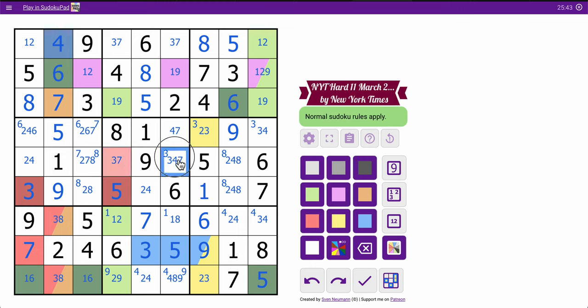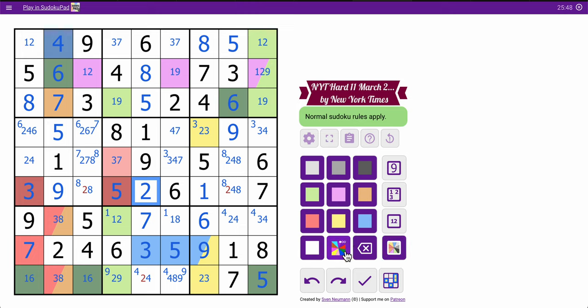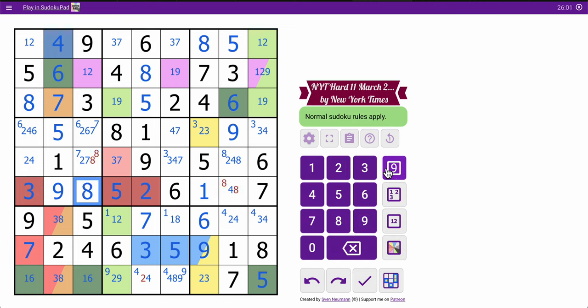So, 3, 4, 7, that's now a triple. This is forced to be a 2, and now I should be off and running. Right? This cell cannot be 2. That's a 2, 4, 8 triple, but this 2 means this is an 8. Therefore, this cell is not 8. This cell is an 8, which makes this 4, that 2, and now much of the rest of this is going to unwind.